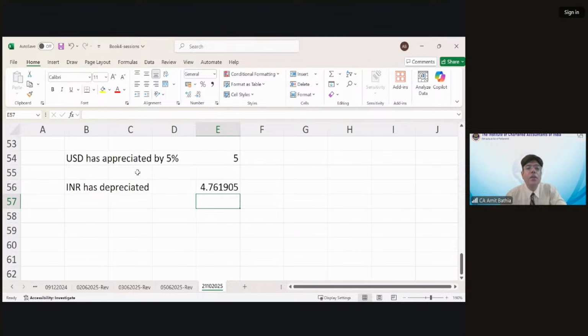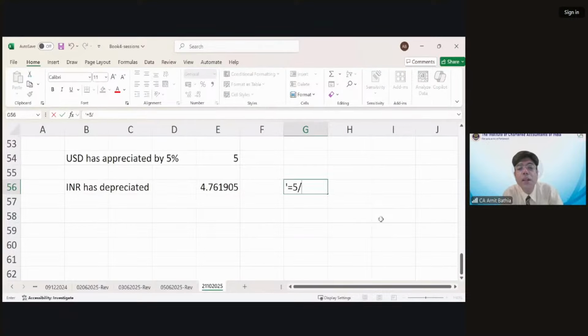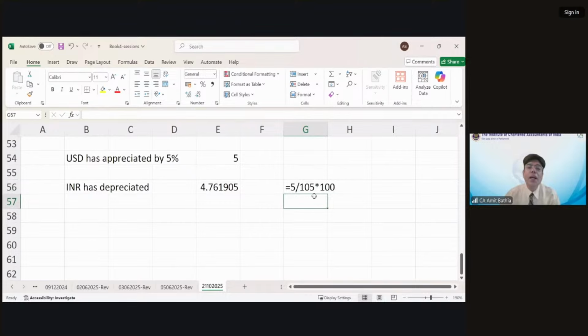I repeat once again, what have I done over here? I have gone from appreciation of one currency to depreciation of another currency. I am told USD has appreciated by 5%. So calculate how much INR has depreciated by in reference to the same. So how do I calculate that? USD has appreciated by 5%, so I will take that in the numerator. It will be 5 divided by 105 into 100. This is how I went about calculating how INR has depreciated.